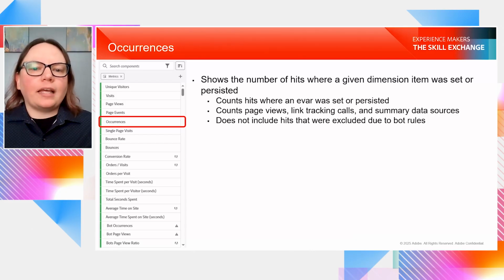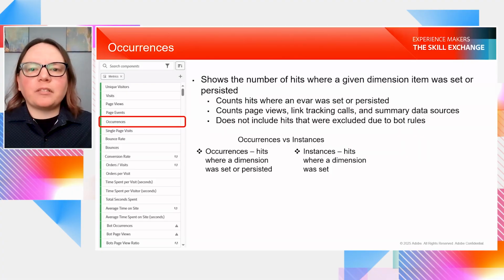It's the number of hits where a given dimension was set or persisted. This includes most of the hits that you're going to see in your reporting, such as page views, page events like link tracking calls, and data imported via summary data sources. The one thing that this does not include is hits that were excluded due to Adobe's default bot rules.